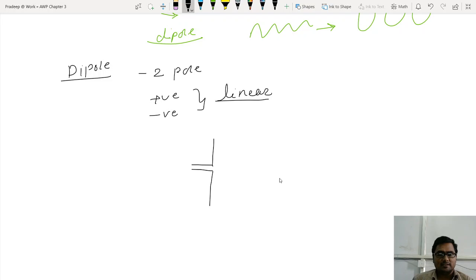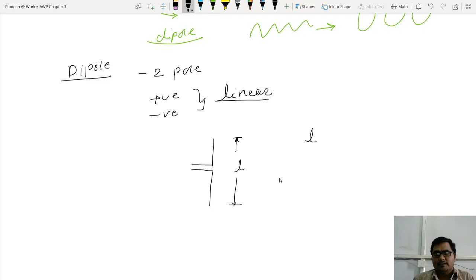Everything depends on that length. Length means this I'm talking about. Look at this L. What should be the length of the dipole for getting efficient radiation? So now there are so many options.